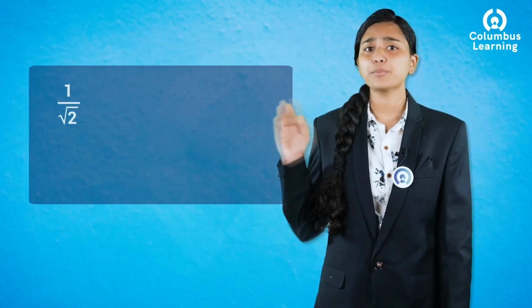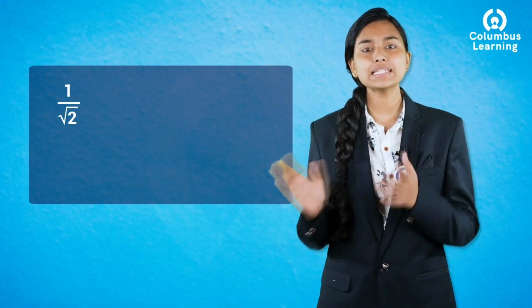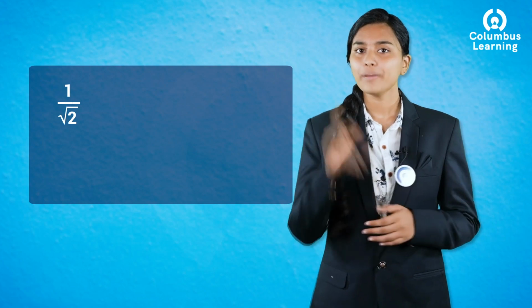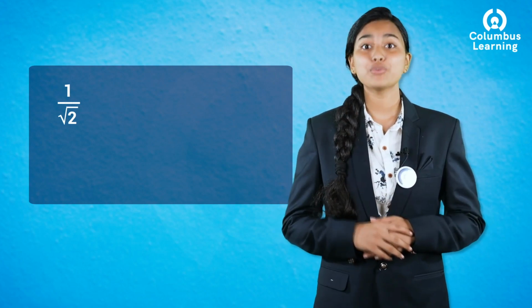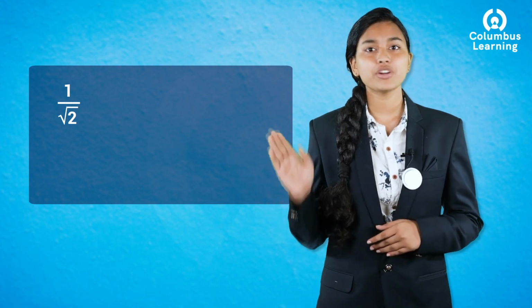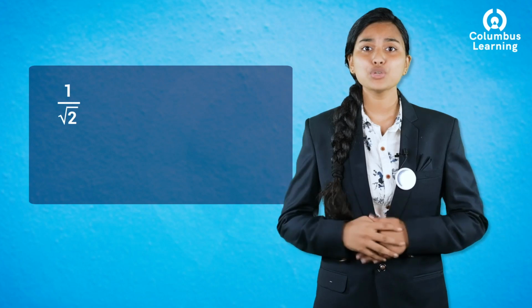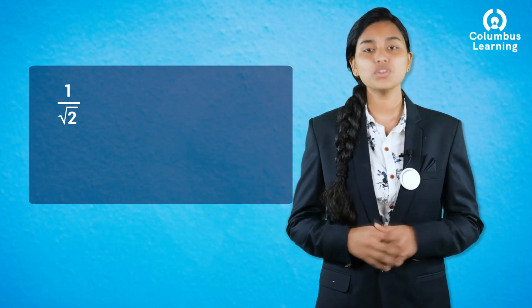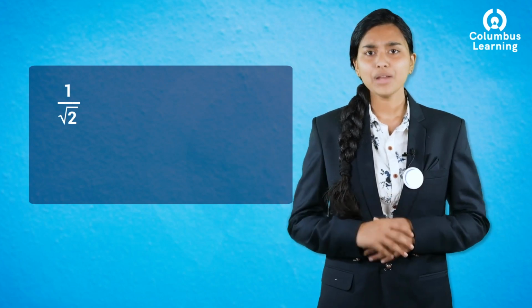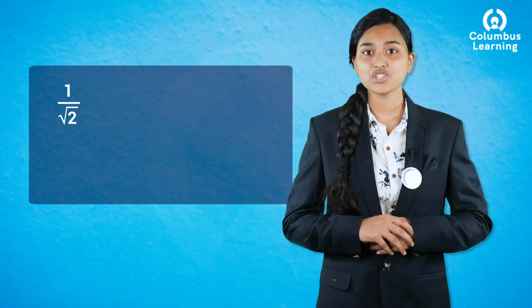Now look at this number, 1 by root 2. It will be hard to locate this number on the number line, but we have a solution. We can rationalize this number. That means make its denominator a rational number. Here, in this case, 1 by root 2 has a denominator root 2, which is an irrational number. But when we multiply it with itself, it will become a rational number.